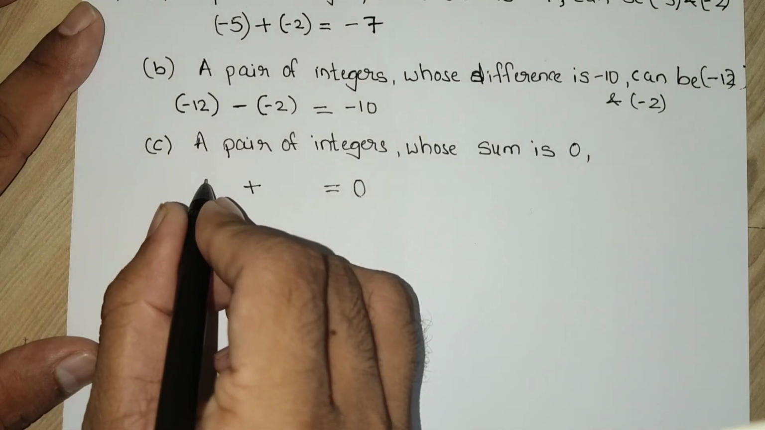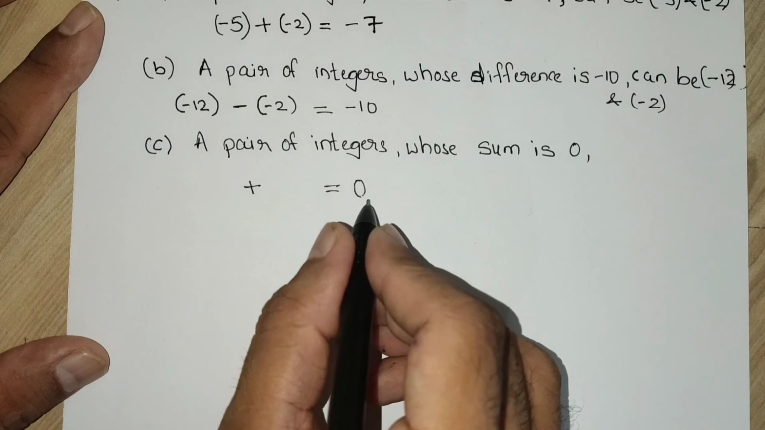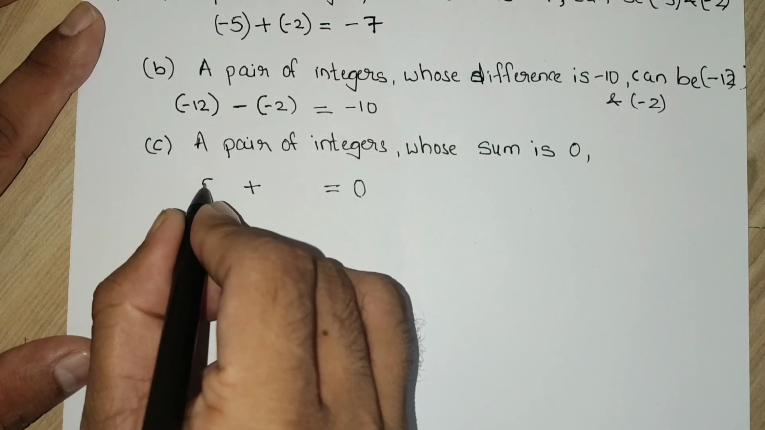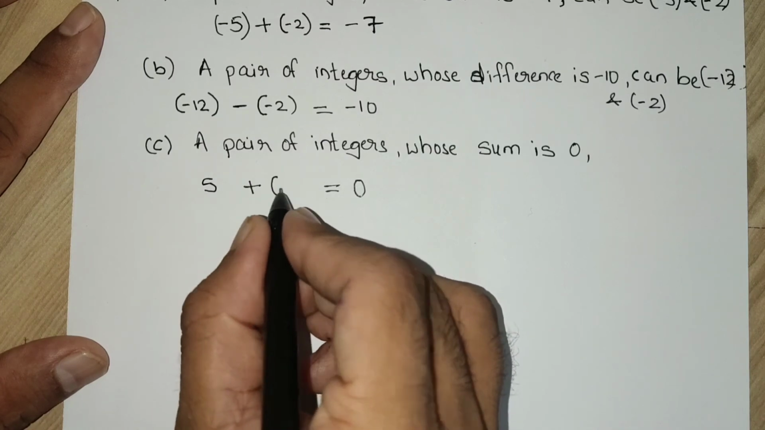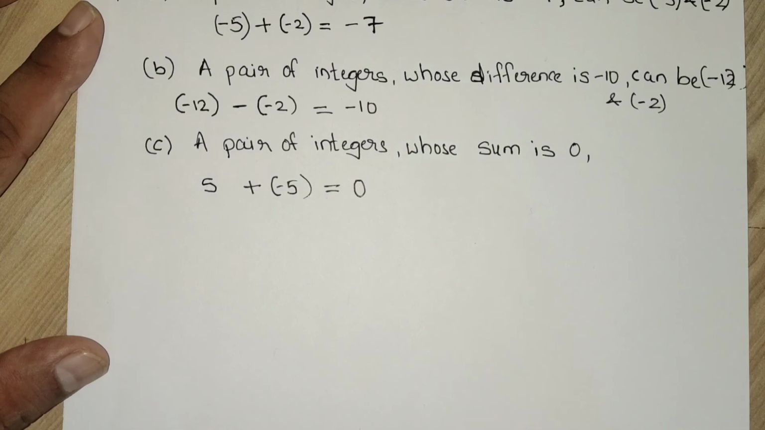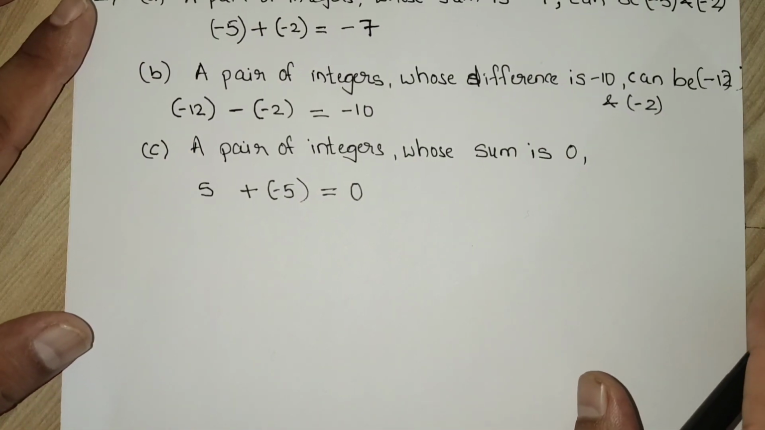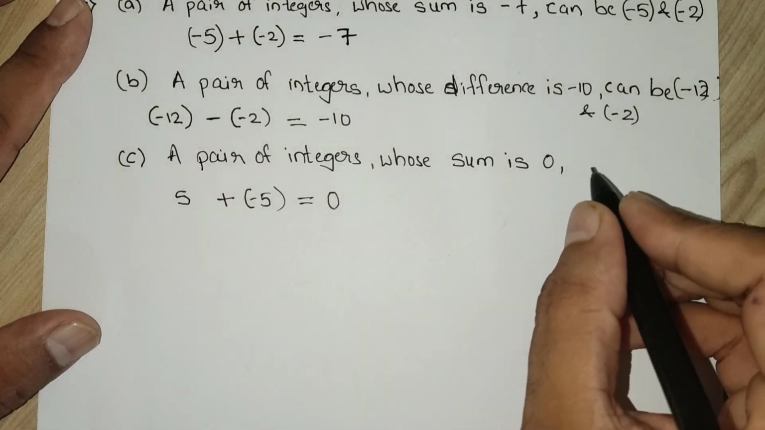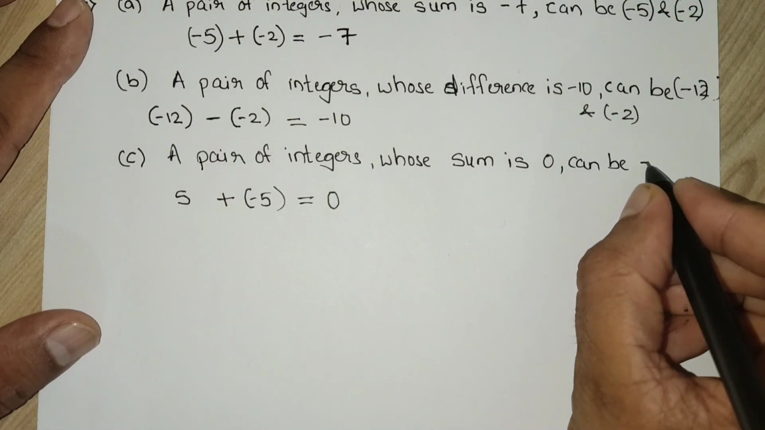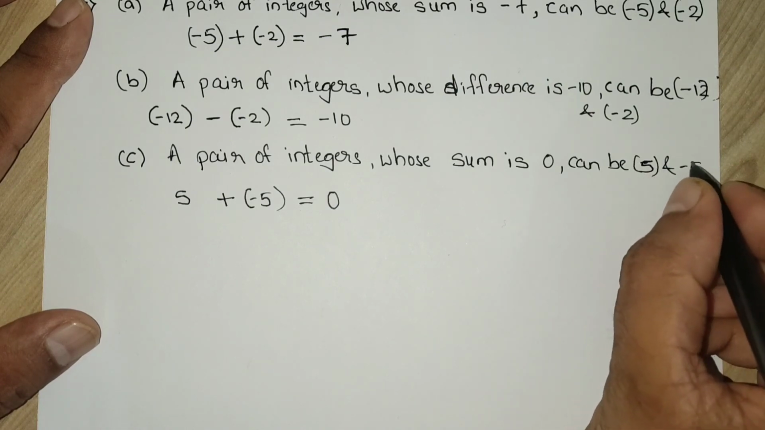One will be negative and one will be positive. Addition of both will give me 0. So I will write any number, 5, and then add 5 to minus 5. I will get 0. Wasn't it easy, students? So our numbers can be 5 and minus 5.